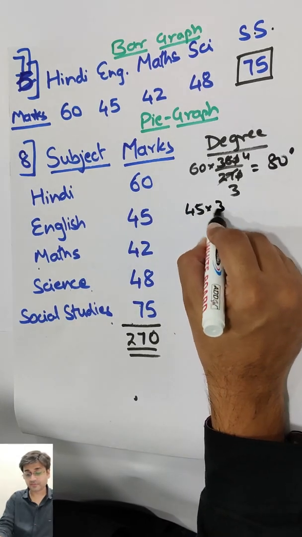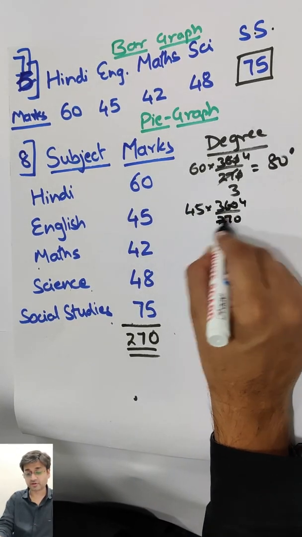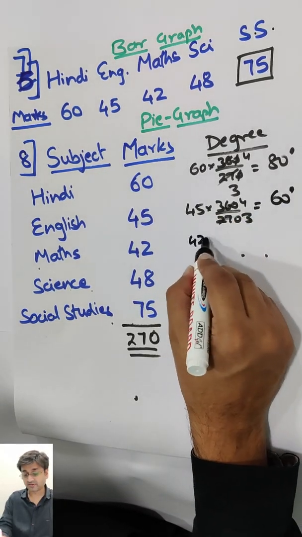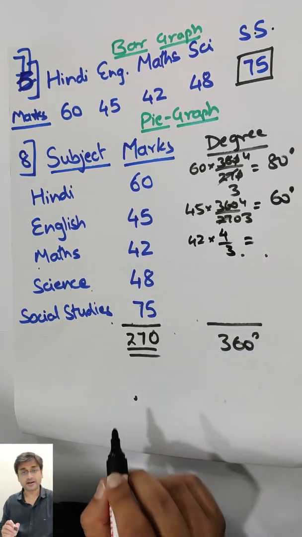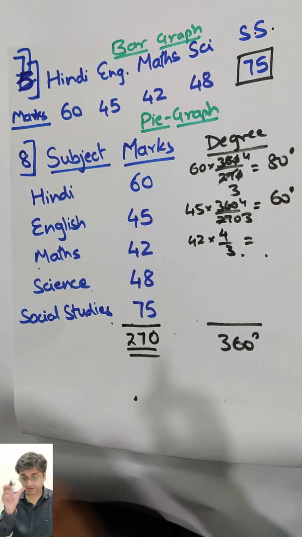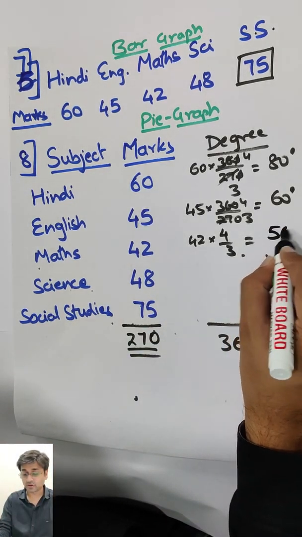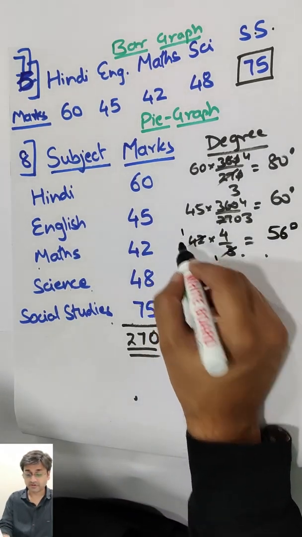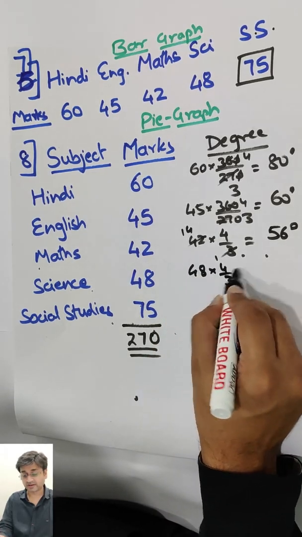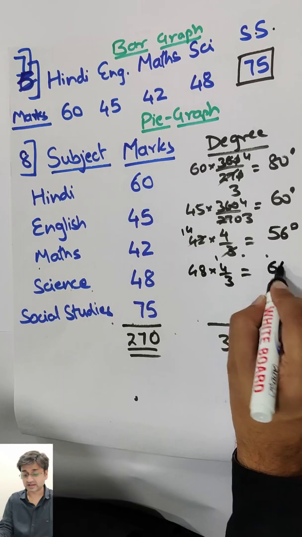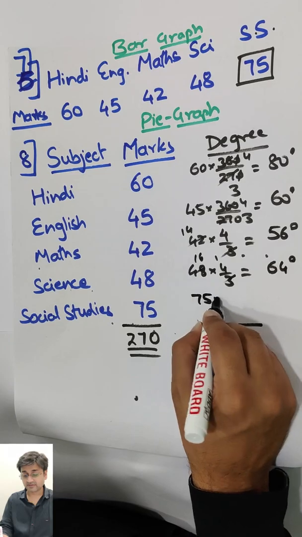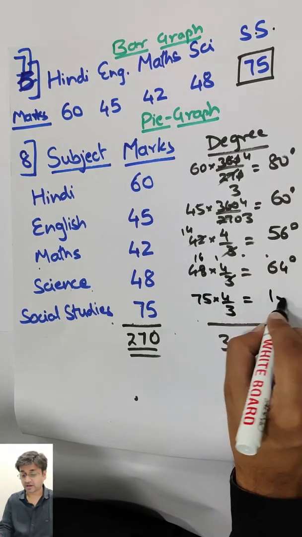Next is 45 into 360 upon 270. So 4 by 3 directly I can say, 3 15s are 15, 4s are 60. Next, 42 into 4 by 3 directly can I write? Yes, you can, because now you know it's going to be 4 by 3. So 3 ones are 3, 14 times, and 14 fours are 56. I hope I have not messed this one. Let me be very sure. So 4 fours are 16, 56, correct. 48 into 4 by 3 again. So 16 times 4, 16 fours are 64, correct. 3 ones are, 16s are 24, 4 5 6. Then 75 into 4 by 3, so 25 into 4, 100.